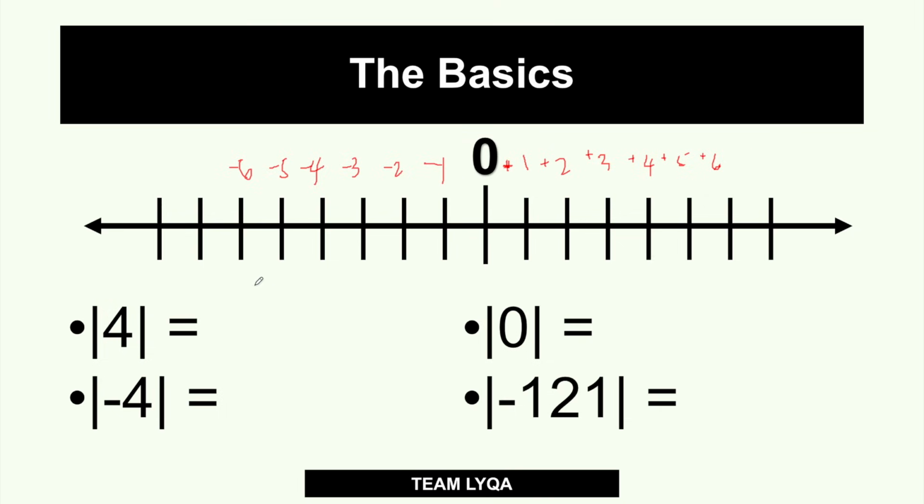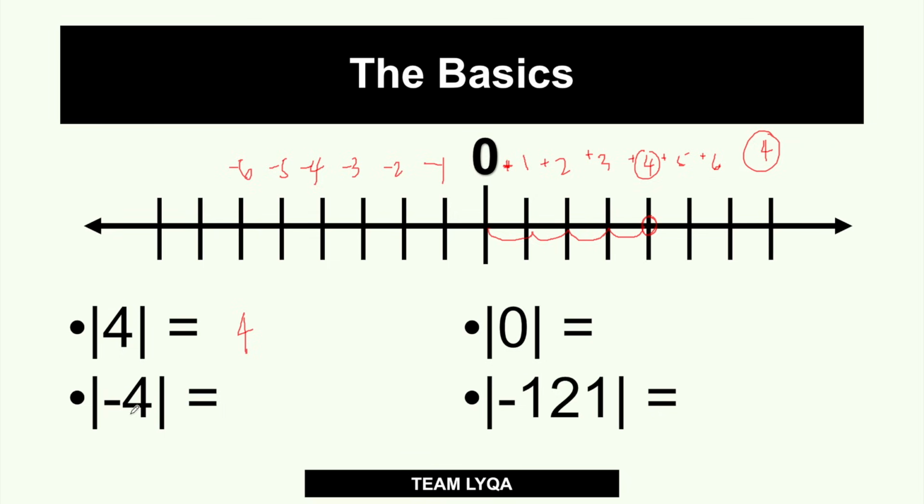Let me explain that. Dito sa example natin na to, absolute value of the number 4, okay? Obviously, ito yung 4. So, dito siya nanggaling, right? Ang layo niya sa 0 is 1, 2, 3, 4 steps. Okay? 4. So, the absolute value of 4 is 4.